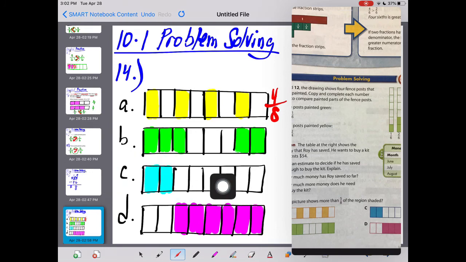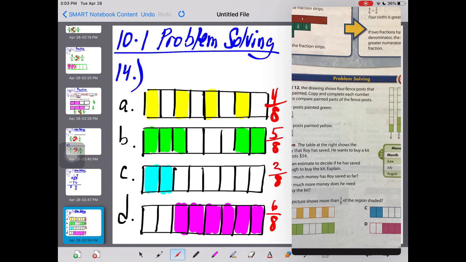I said 1, 2, 3, 4, 5. 5/8 were shaded. Is 5/8 greater or more than 5/8? No, it's equal. So that's not it. Over here I see 1, 2. 2/8 were shaded. Is 2/8 greater than 5/8? No. Hopefully it's D. 1, 2, 3, 4, 5, 6, 6/8. Is 6/8 greater than 5/8?